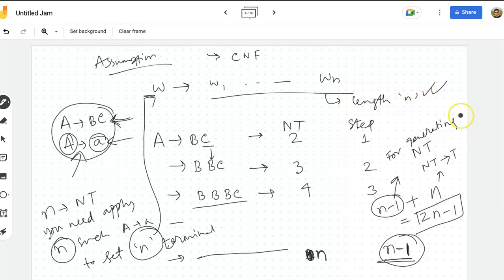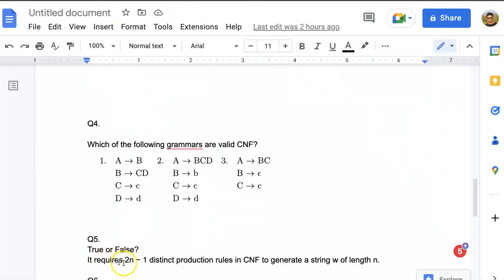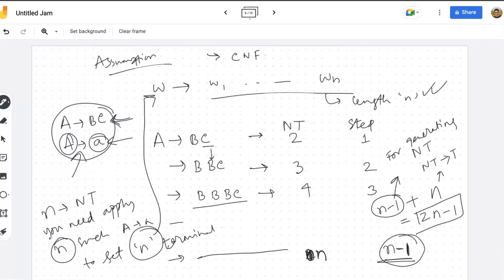Okay. So there are 2n minus 1 steps. Now the question they are asking is: there are 2n minus 1 production rules, but are all these production rules distinct? No, absolutely not. There is no such constant, all these productions will not be different.